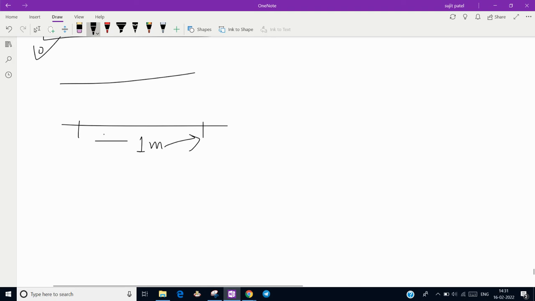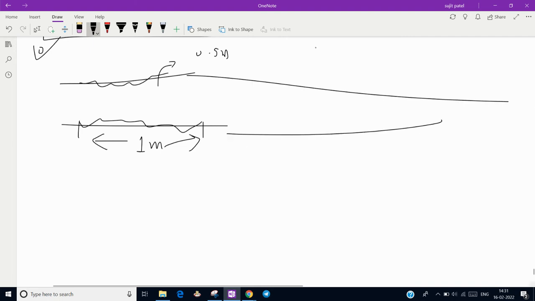So for 1 meter length, the head loss due to friction remains constant. Suppose the head loss due to friction for 1 meter is 0.5 meter of water. So if we take 2 meters, it will be multiplied by 2. Or if you take half a meter, that means it will become 0.25 meter. So this is based on this.